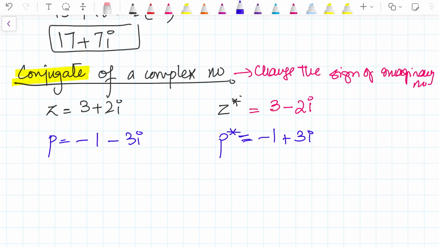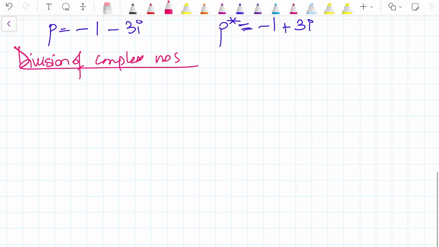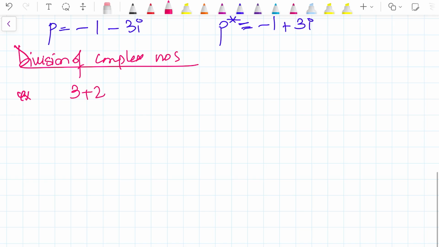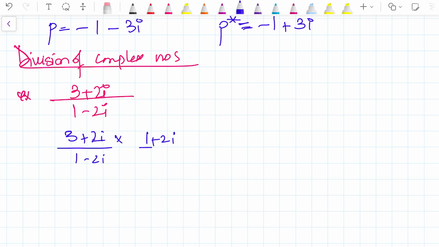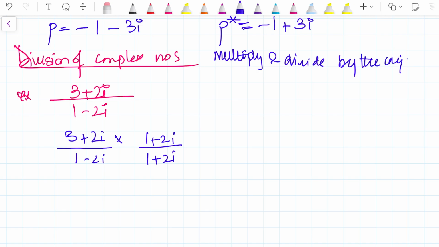When do we use the conjugate of a complex number? In division of complex numbers. So for example, it is 3 plus 2 iota divided by 1 minus 2 iota. So what's the next step? We multiply and divide by the conjugate of the denominator.